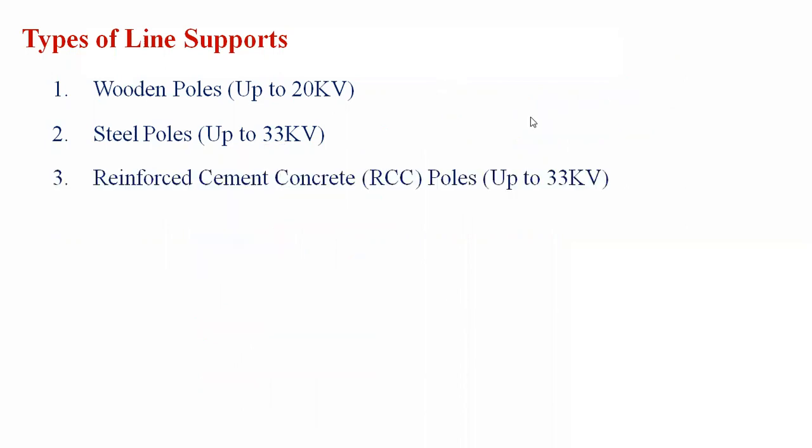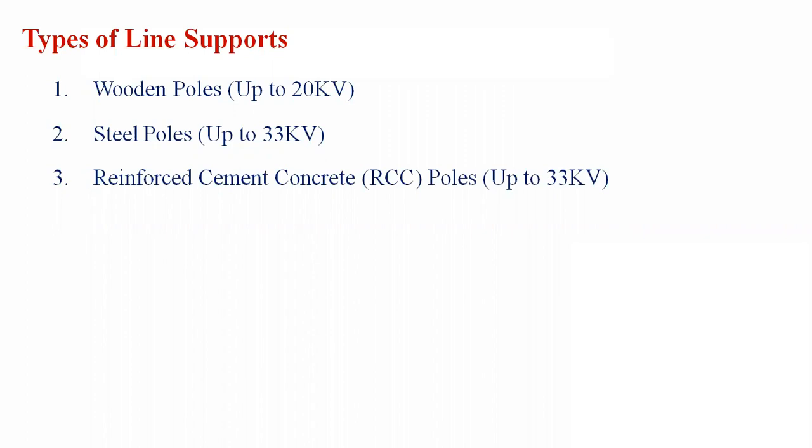And the next one is the RCC pole, that is the reinforced cement concrete pole. It is used up to 33 kV. What are the drawbacks in the steel pole that are overcome in the RCC pole? In the steel pole, we need to apply regular painting. That is, inspection is required. In the rainy season or due to moisture, corrosion occurs in the steel. But in the RCC pole, that problem does not arise.